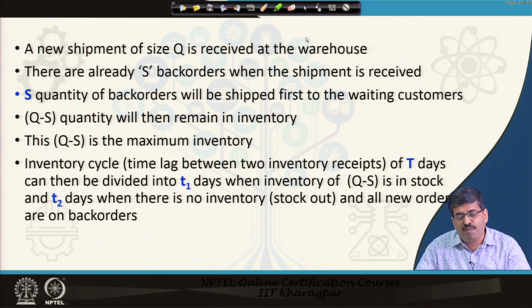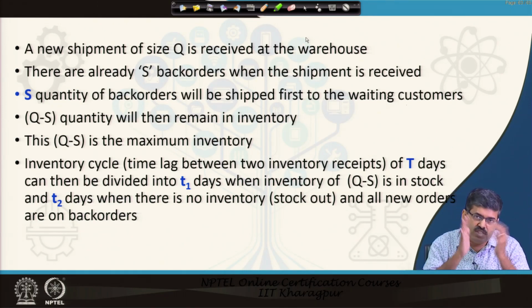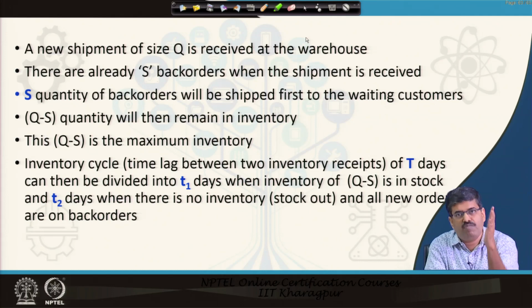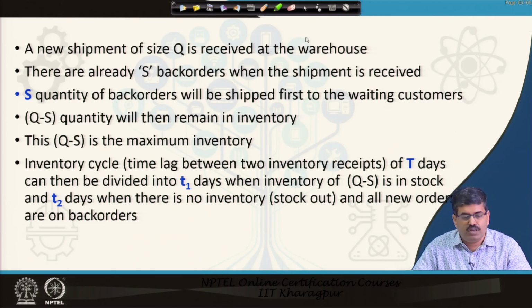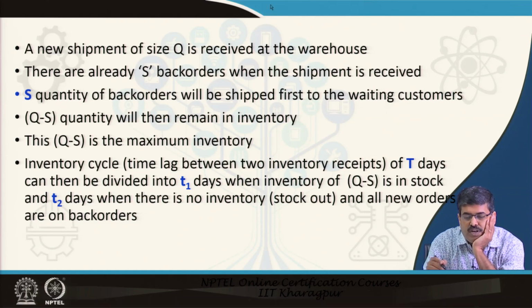Inventory cycle is the time lag between receipt of two inventories. I have received supply on Monday and the next supply on Wednesday. So, what is the time gap? 2 days. The cycle of T days can then be divided into T1 days when the inventory is in stock and T2 days when there is a stock out, and all new orders are back orders. Let me explain this point, this T1.